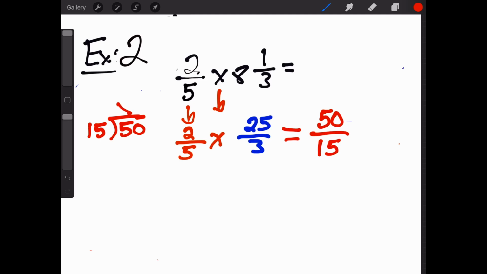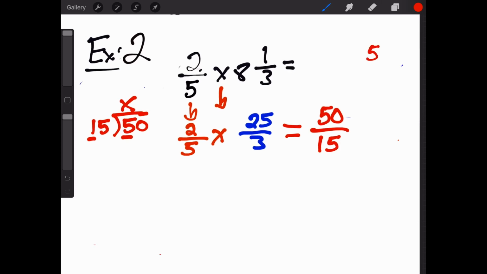15 obviously does not go into 5. Now you ask yourself, I always like to look at the first 2 digits. What times 15 equals 50? So I'm going to do it on the side up here. I'm going to do 5 times 15 just to see how it works. 5 times 5 is 25. Regroup 2. 5 times 1 is 5 plus 2 is 7. So that's way too big.